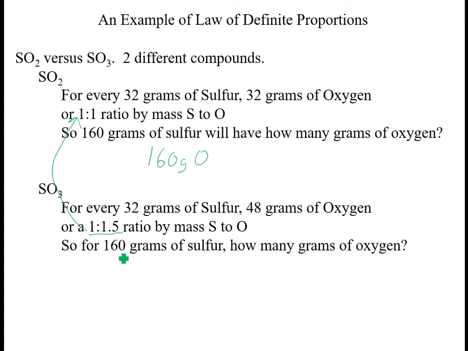So again, if I have 160 grams of sulfur, how many grams of oxygen do I have? So since the ratio is 1 to 1.5, I'm going to take 160 times the 1.5, which here's me grabbing my calculator. 160 times 1.5, that gives me 240 grams of oxygen, okay?